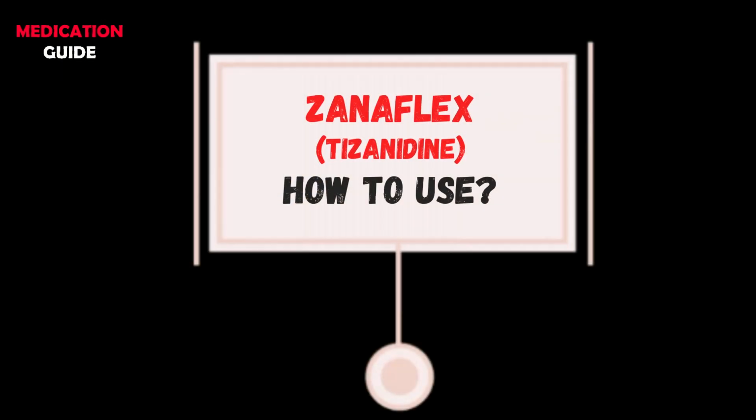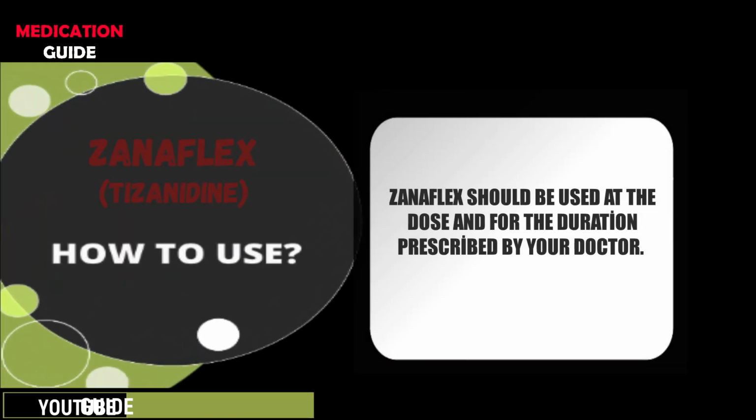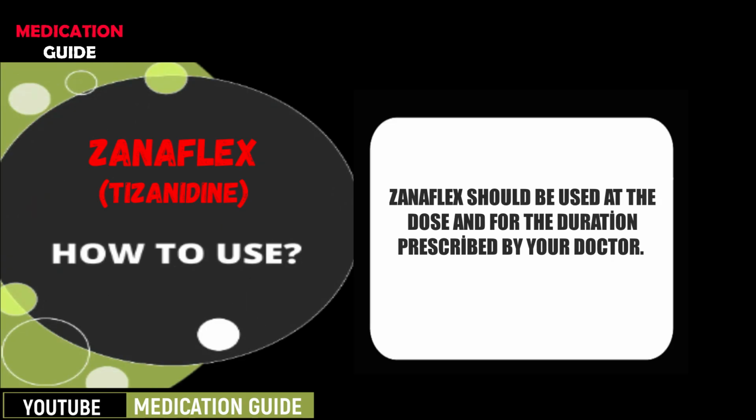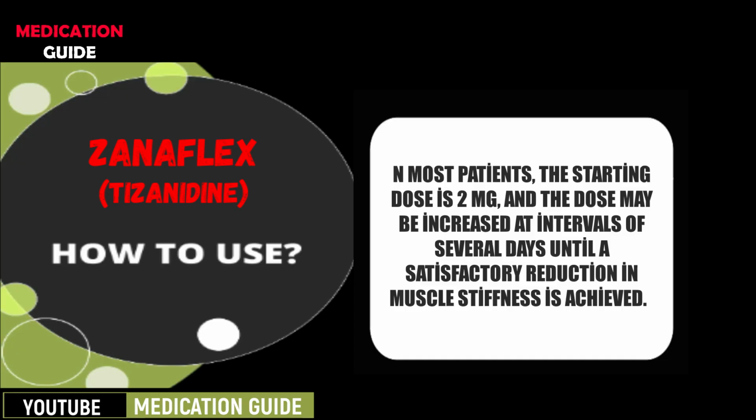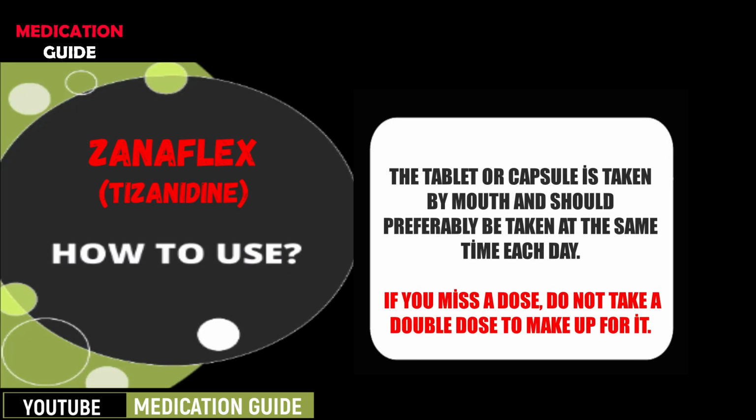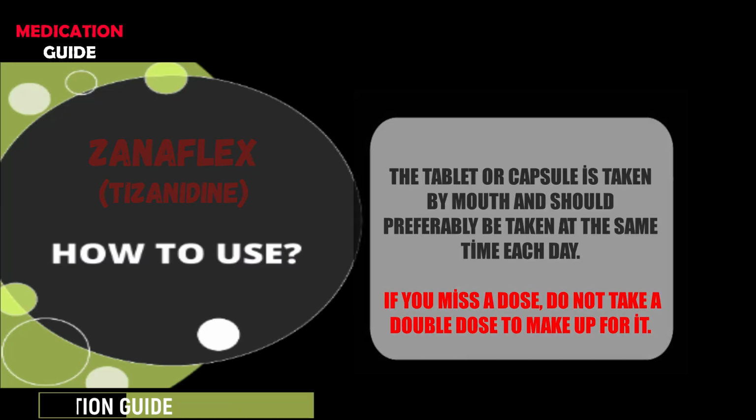How should ZANAFLEX be used? ZANAFLEX should be used at the dose and for the duration prescribed by your doctor. Treatment is usually started at a low dose, and the dose is gradually increased by your doctor if needed. In most patients, the starting dose is 2 mg, and the dose may be increased at intervals of several days until a satisfactory reduction in muscle stiffness is achieved. The tablet or capsule is taken by mouth and should preferably be taken at the same time each day. If you miss a dose, do not take a double dose to make up for it.